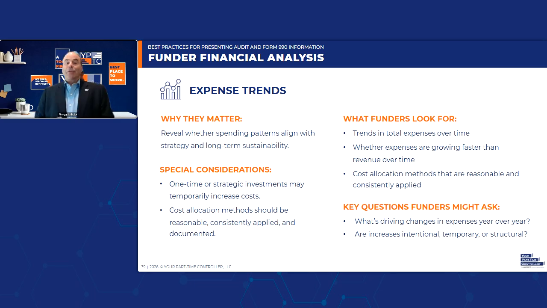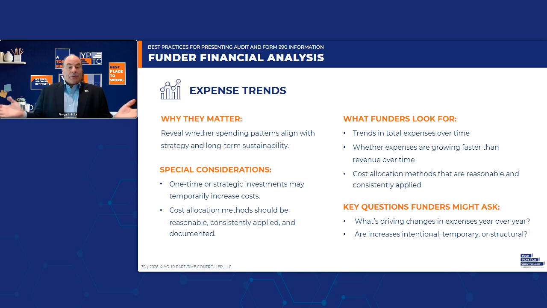Expense trends matter, of course, because they show whether spending patterns actually align with your strategy and long-term sustainability. Rising costs aren't automatically a concern, but they do need to make sense. Funders are going to be looking at total expenses over time, building those trends. Are expenses growing faster than revenue? They're going to be looking at cost allocation methods. Are they reasonable? Are they consistently applied?